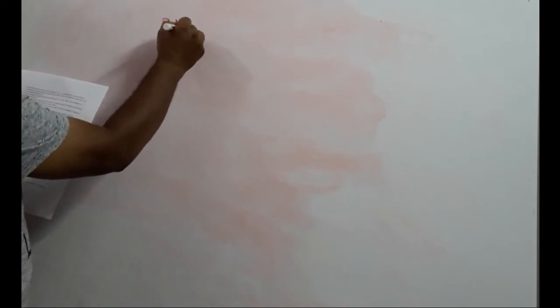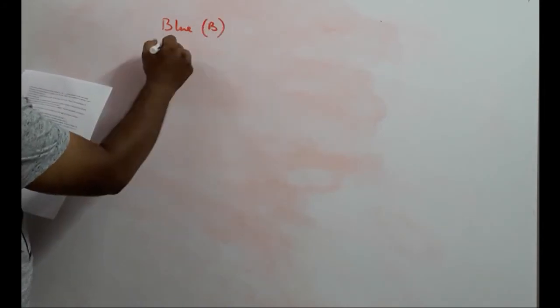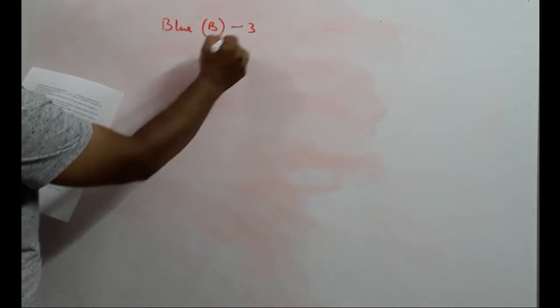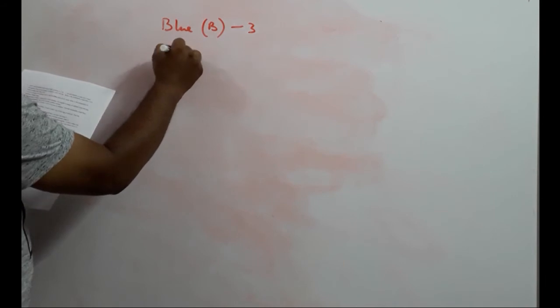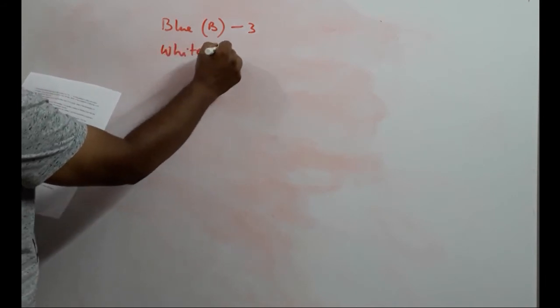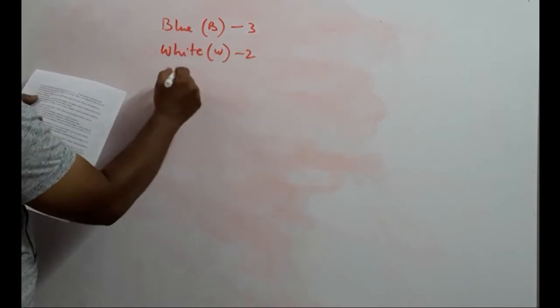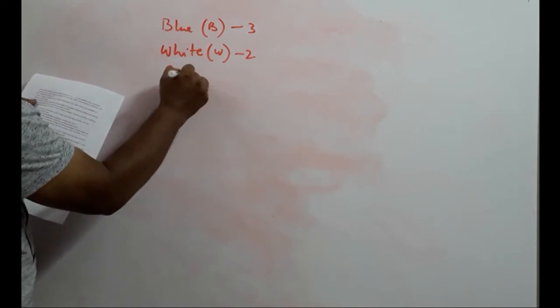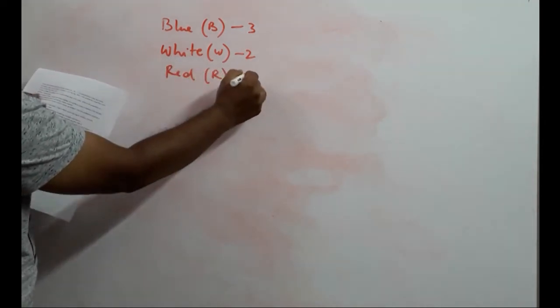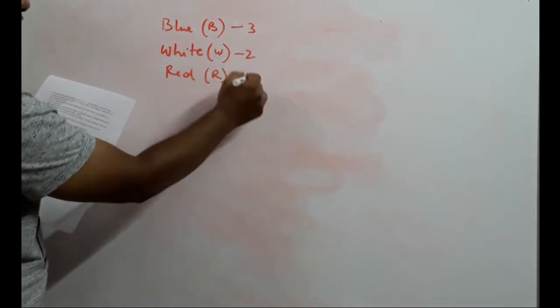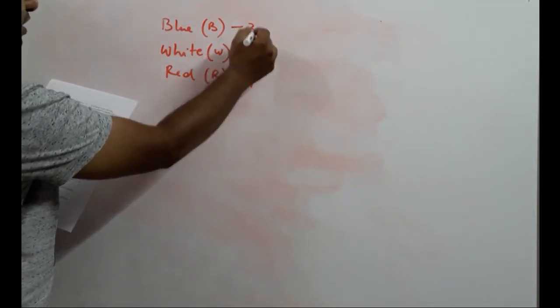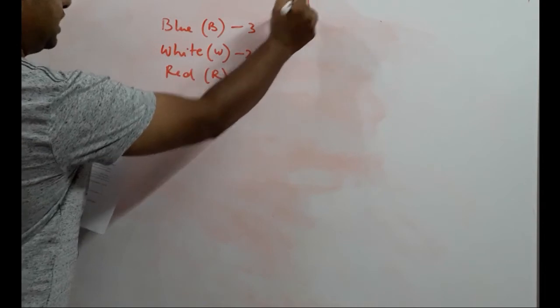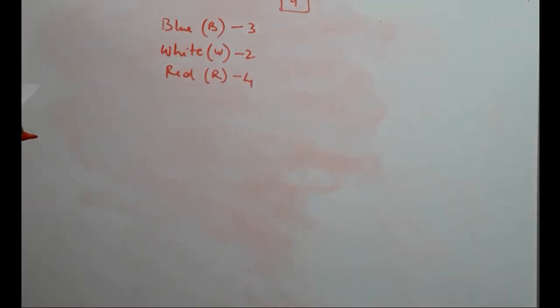Okay, so it says a box contains 3 blue, 2 white, 4 red marbles. Let's list them down first. So there are blue marbles which we will mark as B, and they are 3 in number. There is white which we will mark as W, and there are 2 in number. Then we have red which we will mark as R, and there are 4. So 4 plus 2 is 6, 6 plus 3 is 9. So the box contains 9 marbles.